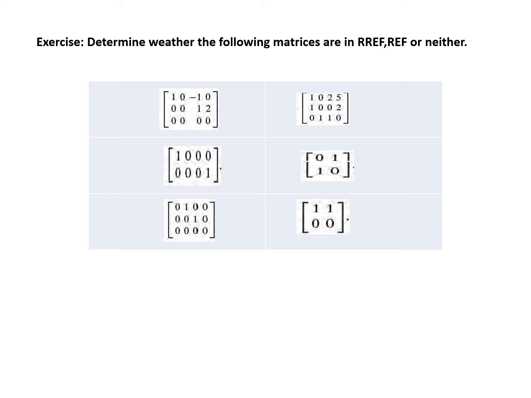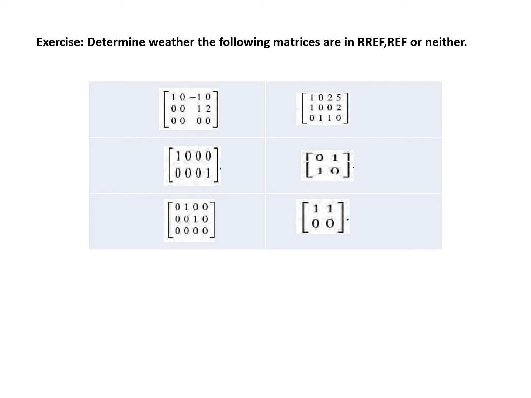It means it is neither reduced row echelon form nor row echelon form, since it does not satisfy the third condition. Now our fifth example: the first row is 0 1 0 0, the second row is 0 0 1 0, the third row is 0 0 0 0. So check whether it satisfies the conditions of reduced row echelon form, or RREF. So analyze it. The first row has the leading one, the second row has the leading one, and the entire zero rows are at the bottom.